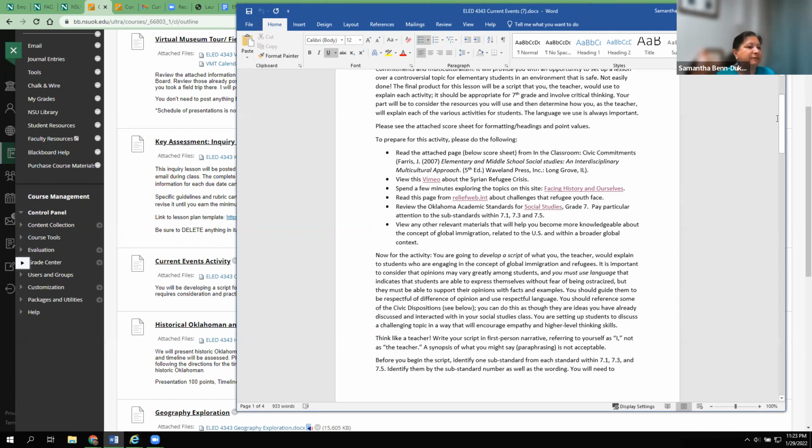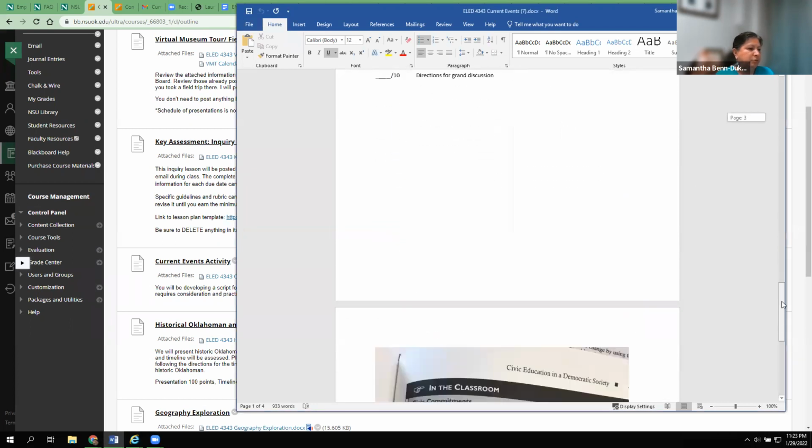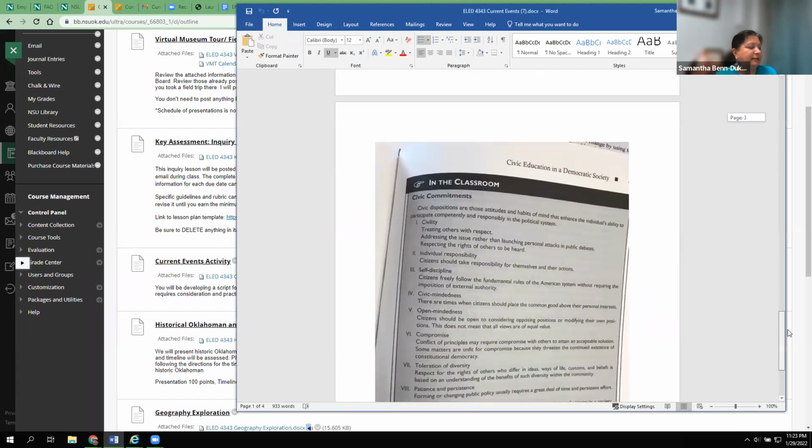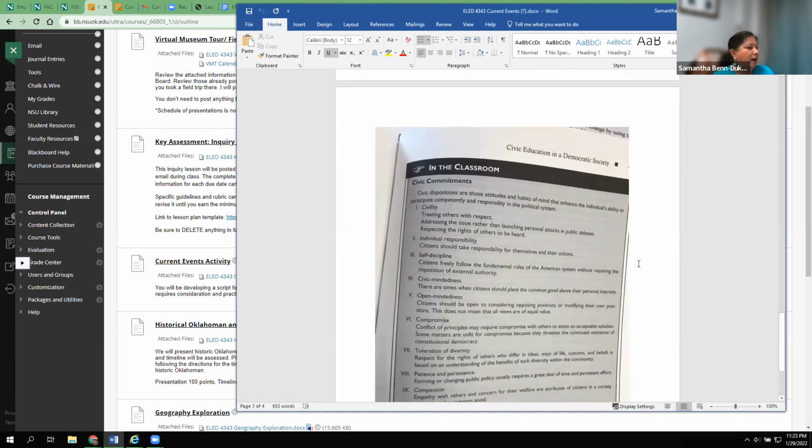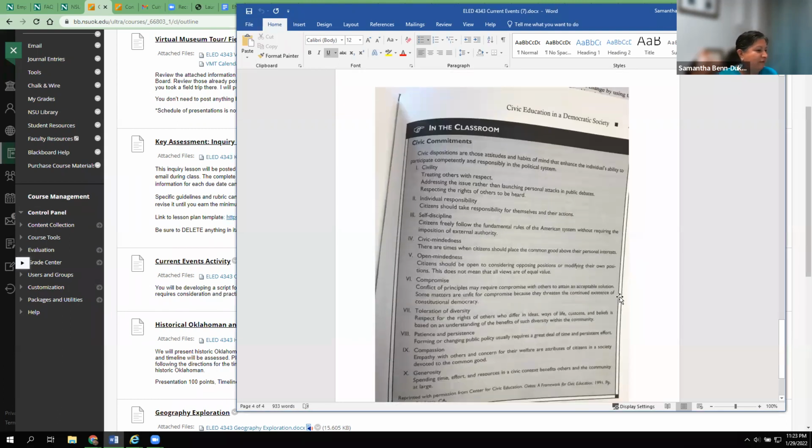And that includes these civic dispositions, which we will scroll to the end here and look at. This comes from a textbook that I've used bits from before. I found it very helpful.